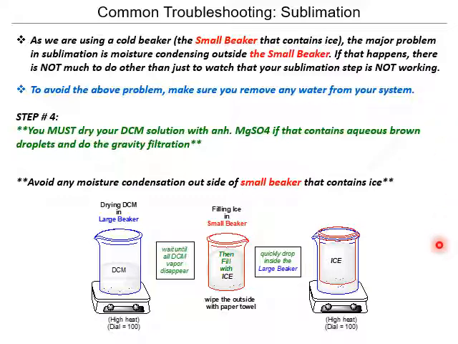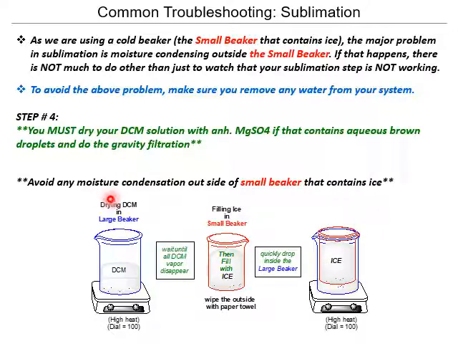And that's why also you need to add ice quickly and then put it into the big beaker quickly, because you'll see most of the time moisture will begin accumulating on the small beaker, dissolving again the caffeine, because caffeine is soluble in water, and you won't be able to get your pure compound, your pure caffeine, right, for your morning coffee. You must dry your DCM solution with anhydrous magnesium sulfate, again, that drying agent, if your ending solution contains aqueous brown droplets, and perform gravity filtration to get rid of the drying reagent. Avoid any moisture condensation outside of the small beaker that contains ice.